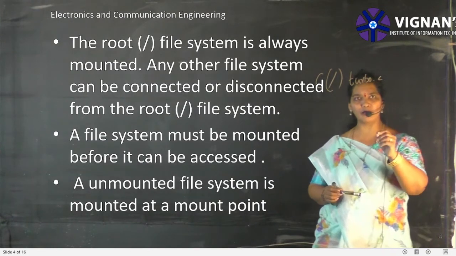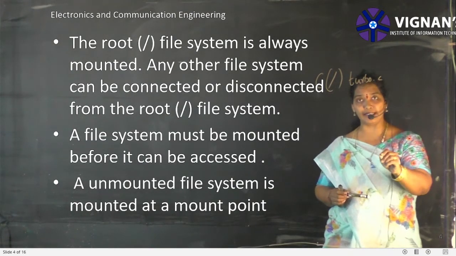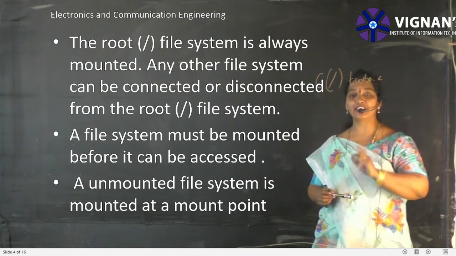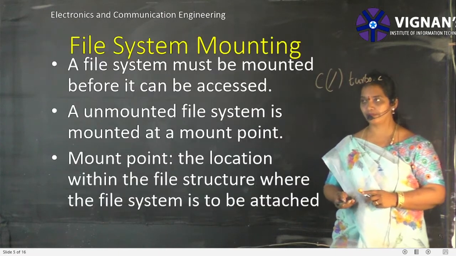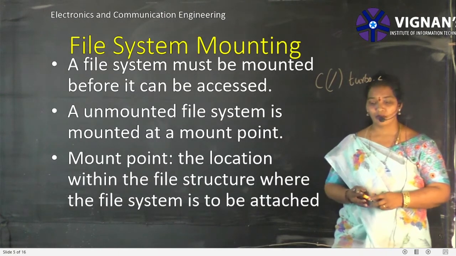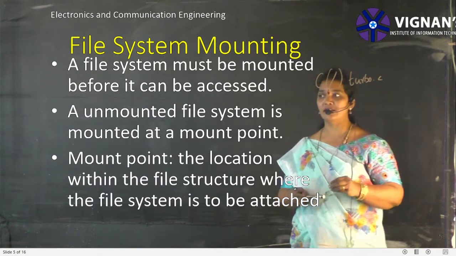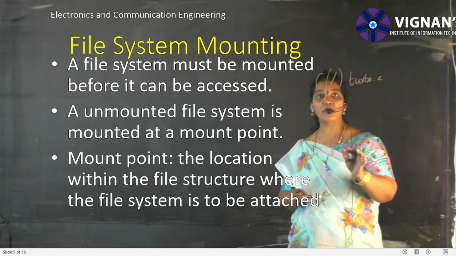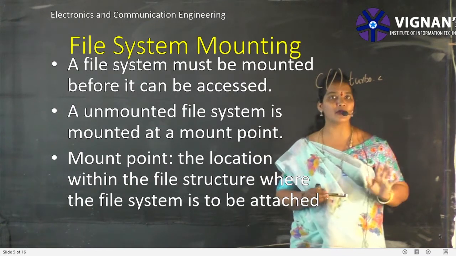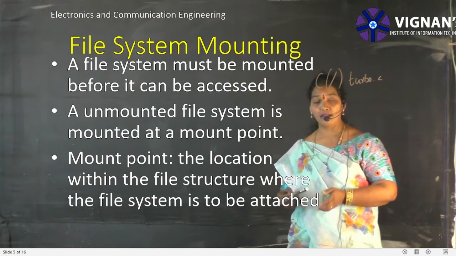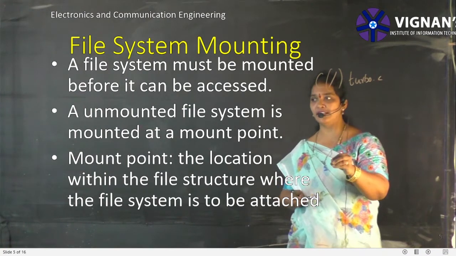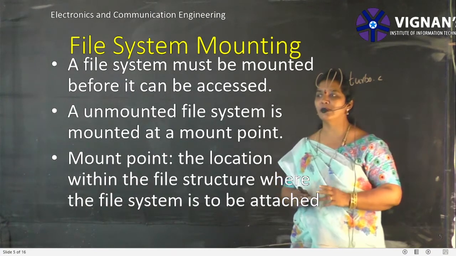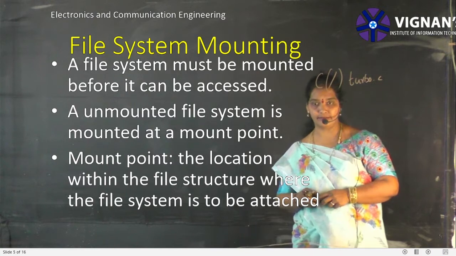So what is this mounting point? A mounting point is a point at which you will be attaching the files. A file system must be mounted before it can be accessed. An unmounted file system is to be mounted at a mounting point. So what is a mounting point? It is nothing but the location within the file structure where the file system is to be attached.